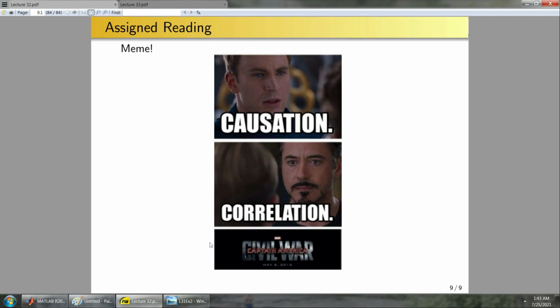Causation, correlation, civil war. So in general, causation and correlation aren't the same thing. In order to have causation, you need to have correlation, but having correlation in and of itself isn't sufficient to have causation. But sometimes you can have things that are correlated and you do have causation. That's a topic for much higher level courses on regression analysis, and in particular, time variant regression analysis.